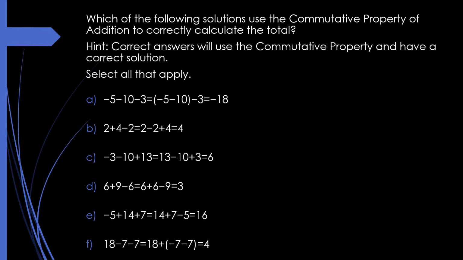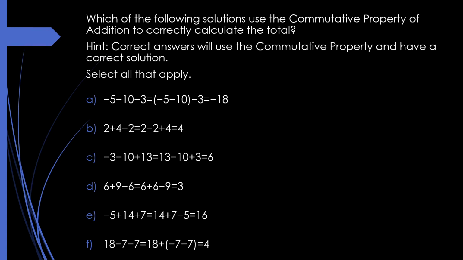Alrighty. Which of the following solutions uses the commutative property of addition to correctly calculate the total? Hint, correct answers will use the commutative property and have the correct solution. Select all that apply. So here, the best advice I'm going to give you is to just type these into a calculator to make sure you get the same answer both times. For me that's the fastest way to do this.